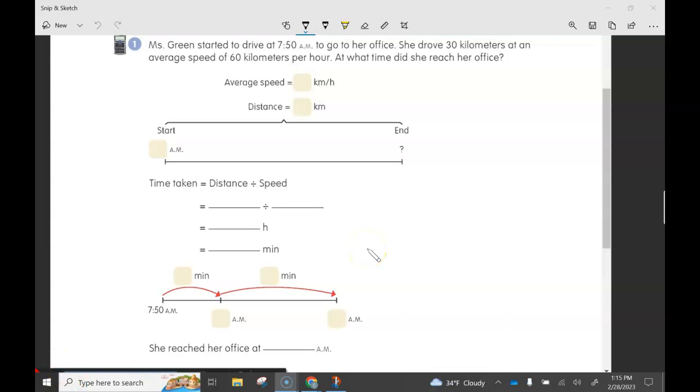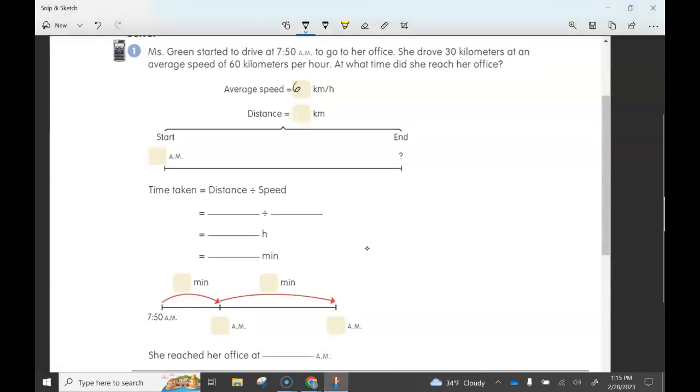So we need to think about what we know. What are some of the things that we know? We know that she drove an average speed of 60 kilometers per hour. So let's write that in here at the top. So 60 kilometers per hour. We can see it right here. Also the distance, 30 kilometers. And also something that we know is she started at 7:50 a.m. So 7:50 a.m. there.